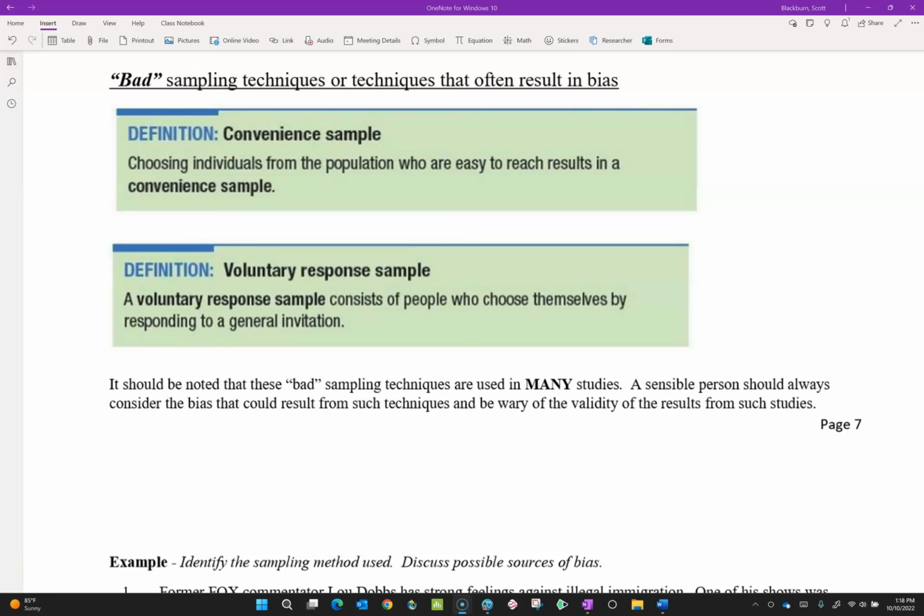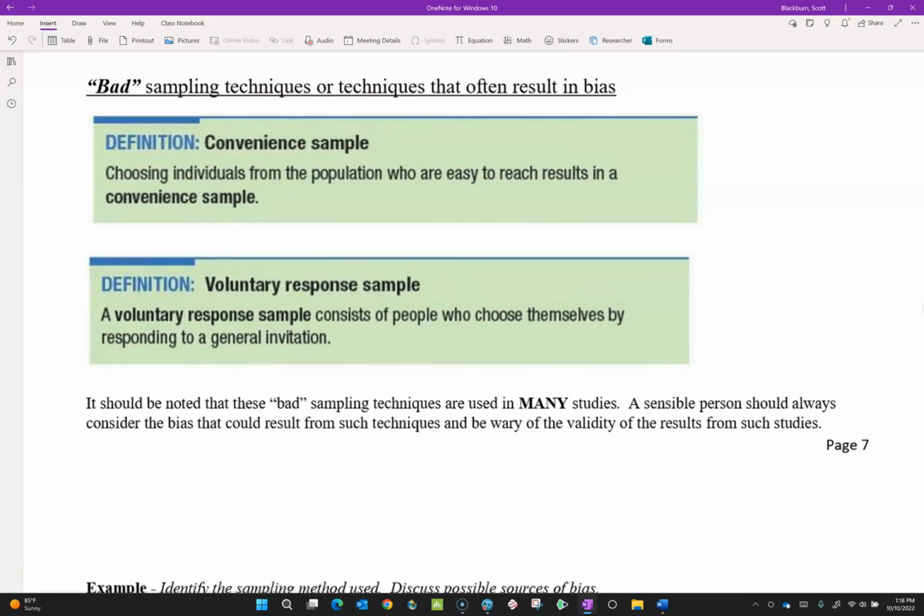All right, so let's talk about some specific sampling techniques. These are considered to be bad techniques. These are techniques that often will result in bias, so we want to try to avoid. Convenience sample. So this is just asking people that are easy to reach.